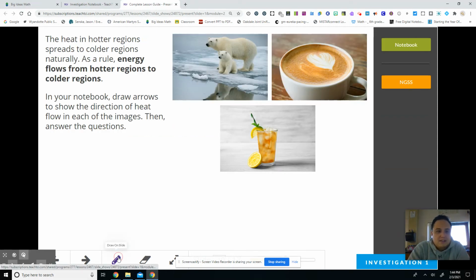Now it's your turn. The heat in hotter regions spreads to colder regions. As a rule, energy always flows from hot to cold, not the other way around. Everything goes from hot to cold. So now in your notebook over here, you are going to draw the arrows to show the direction of the heat flows in each of the images.